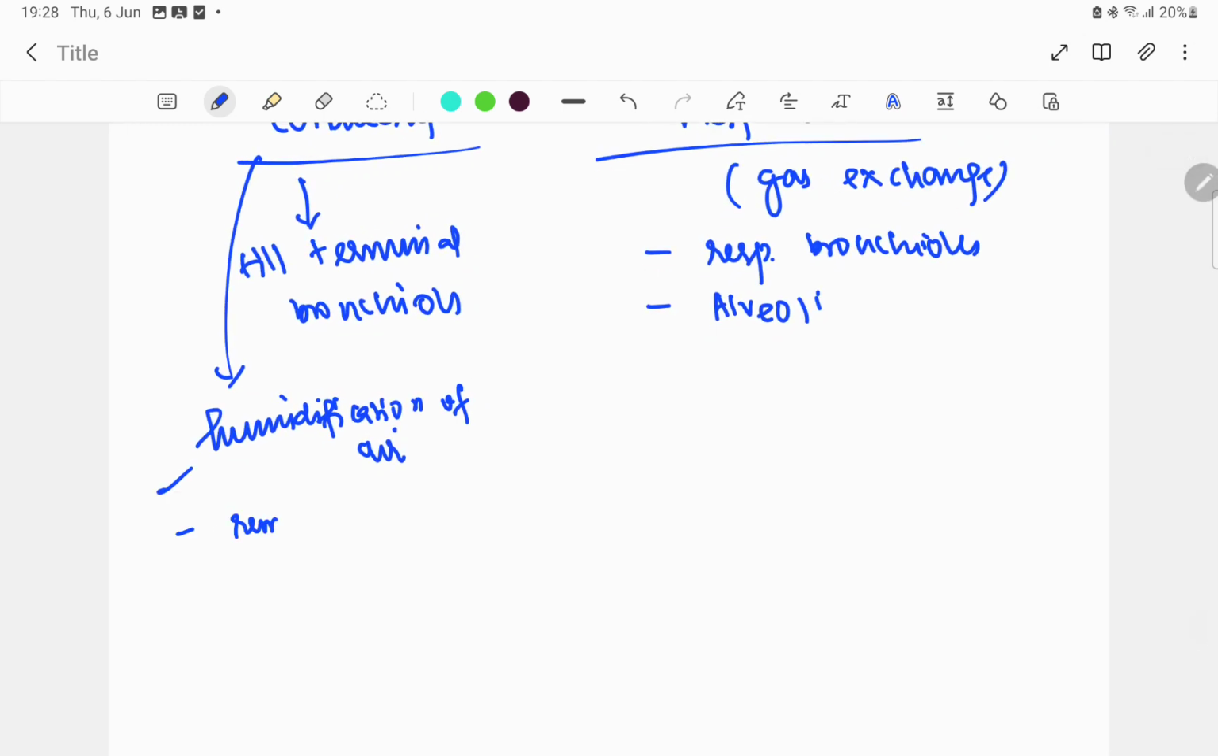The second one is removal of waste particles or dust particles from the air, because the entire respiratory tract is lined by pseudostratified ciliated columnar glandular epithelium, isn't it? Cilia will try to expel the waste products, and it also contains mucus. It's produced because it's glandular. The mucus won't allow the entry of waste particles because of its sticky nature, so waste will stick there only. These are the two main functions.